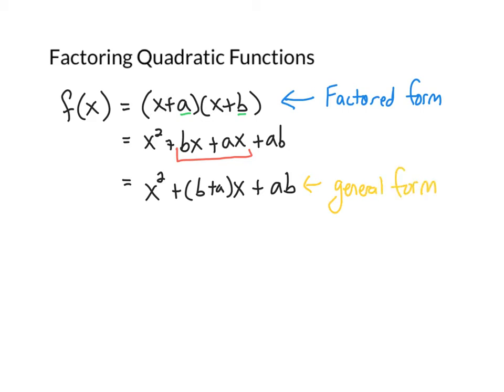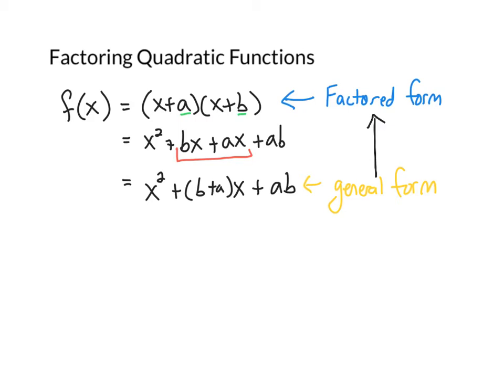Going from factored form to general form is called expanding or foiling, and that was the process of going from here to here, going down. In this video, our focus is on how to go up: how do I start in general form and then move to factored form?